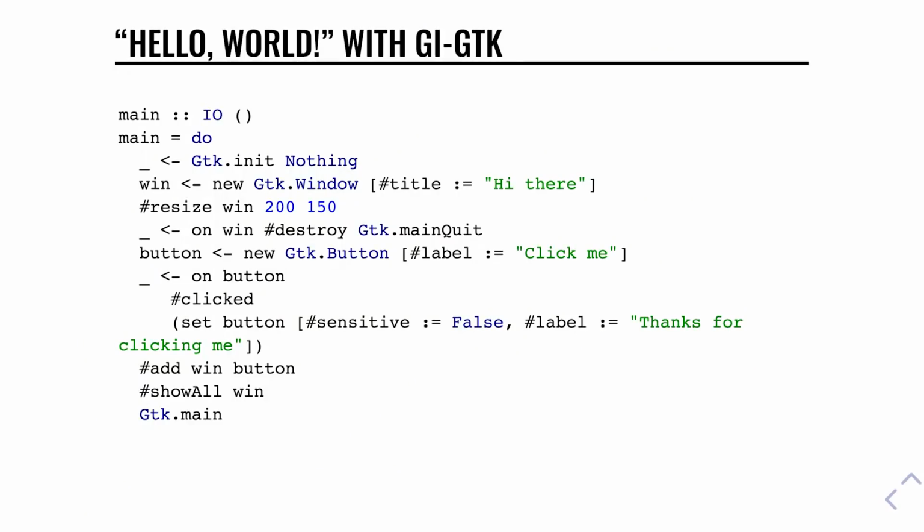Yeah, we attach a signal handler to the clicked signal. So if you click the button, we will set the button sensitivity to false, meaning that you can't click it again. And we'll set the label to "thanks for clicking me". Finally, we will add that button to the window, show everything in the window, and start the main loop.